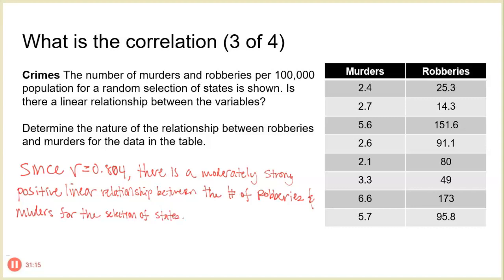And so just kind of to reiterate this, the R value here is what is giving me this interpretation. The R value is positive, so I say positive. The value is greater than 0.75, less than 0.9, so I can say moderately strong. And more or less, we can say there's a linear relationship here.